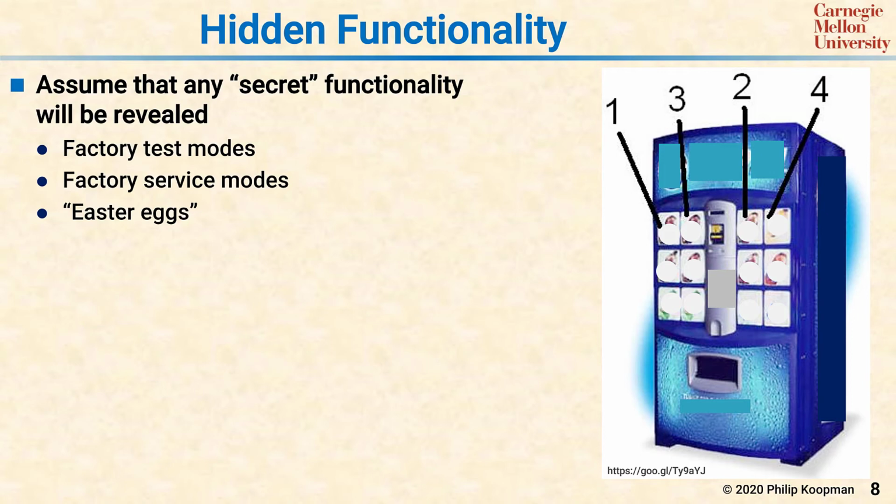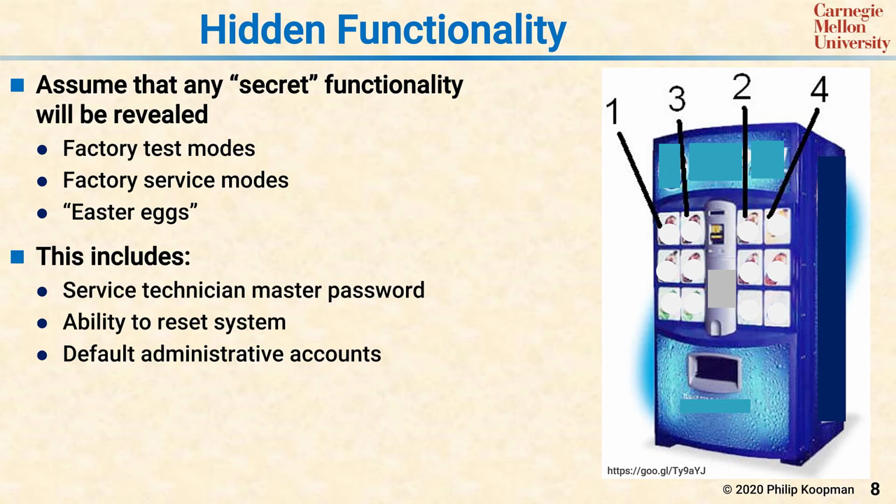The kinds of functionality you need to avoid to maintain security include having a service technician master password, having the ability to reset the system without actual physical access to the inside of the system, assuming that a reset is a problem, and having default administrative accounts. While there's tremendous pressure and perceived efficiency in having one account for all maintenance technicians so that they don't have to figure out how to log into a system, somebody other than a maintenance technician will eventually get hold of that information and have the same access.